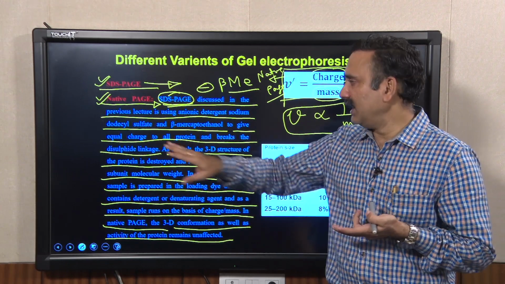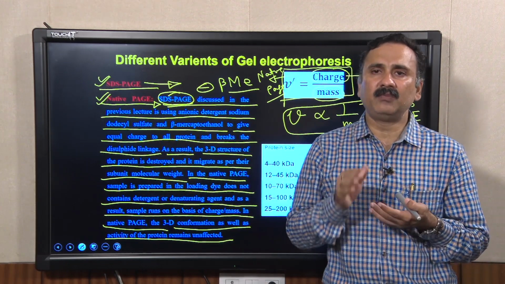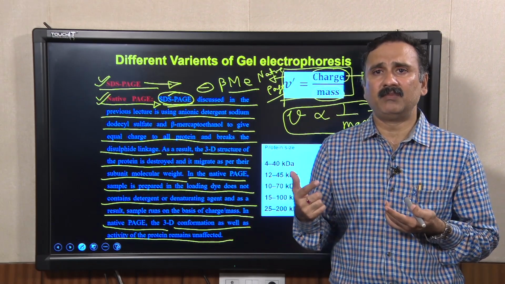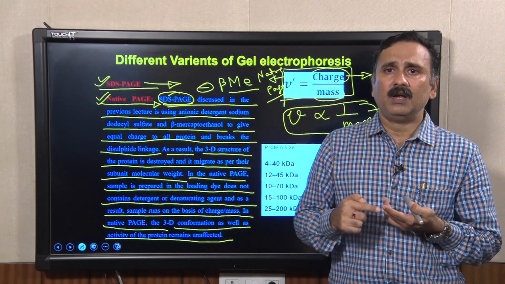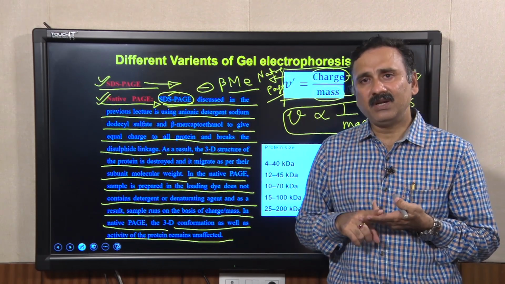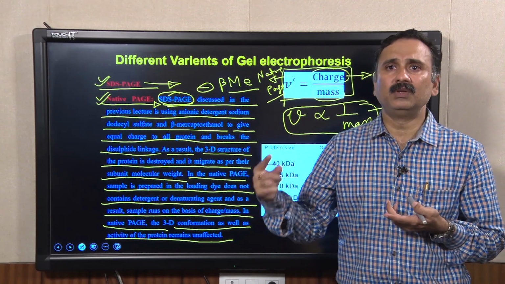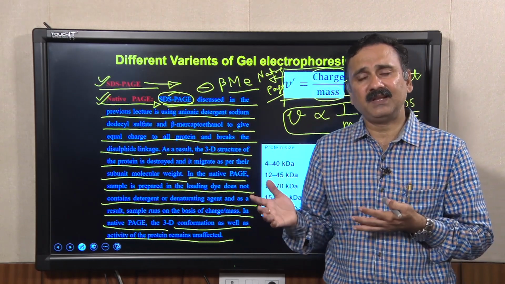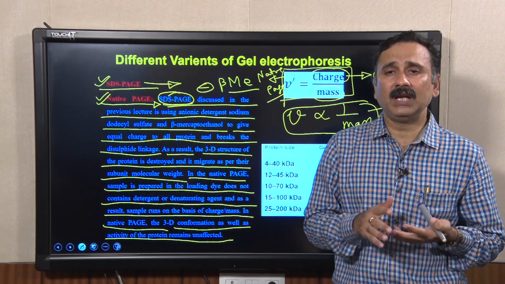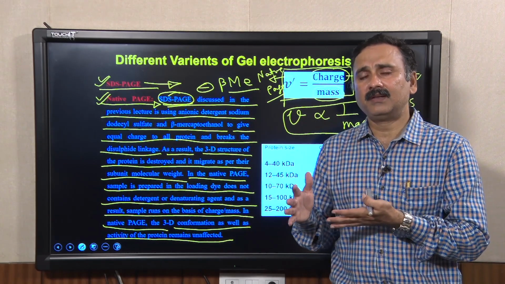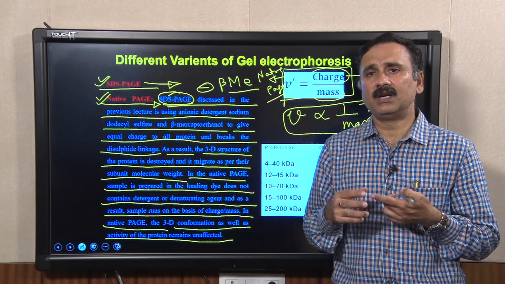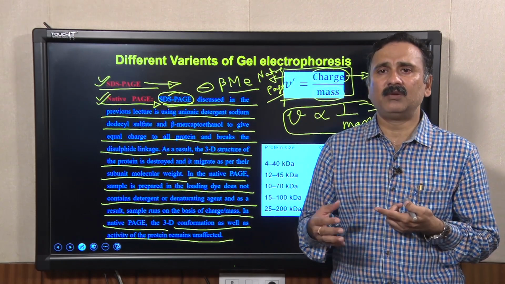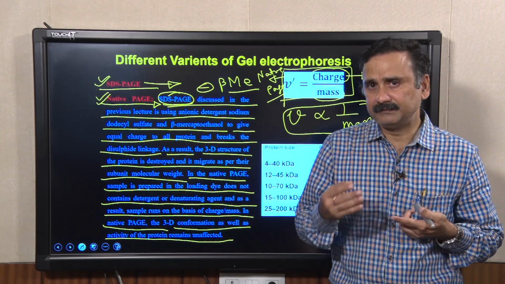Number 2, with the help of the native PAGE, because the native PAGE is going to maintain the 3-dimensional conformations, it is also going to maintain the activity of the protein. So, you can do the functional activities, you can do a lot of activity assays when the protein is present in the gel, and you can resolve many questions related to the biochemical activity of that particular enzyme or protein.